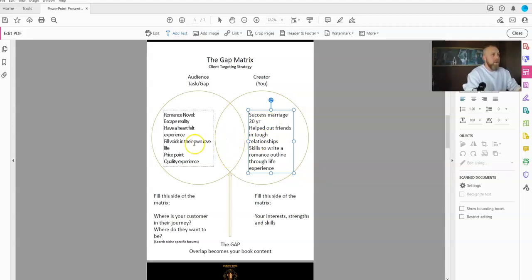So now what we're looking for here, guys, is the overlap between these two. So the customer wants to escape reality and have a heartfelt experience, right? So the overlap here is that you have the skills to write an outline of their heartfelt experience through a novel. Okay, so you might not have the skills to write the whole novel if you're not an author, but you have the skills to write the outline of the story, to understand the basics of what the story structure would look like, right? So then you could possibly have someone else ghostwrite that for you.